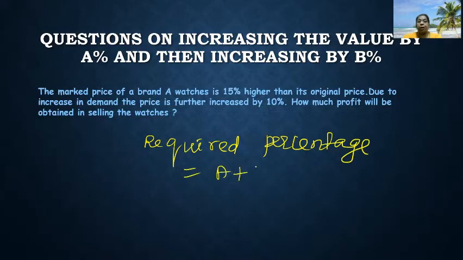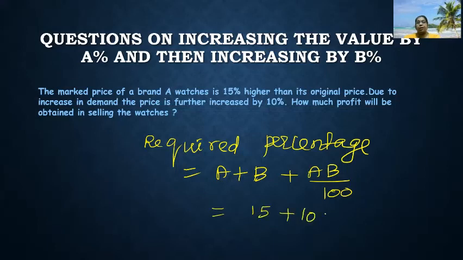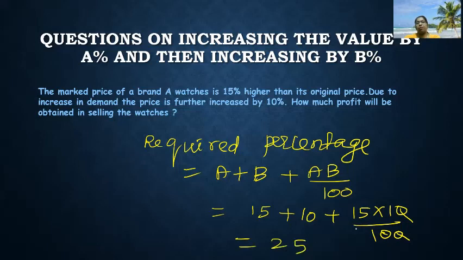A plus B plus AB by 100, since here both are increasing, the value by A% and the value by B%. So 15 plus 10 plus 15 into 10 by 100. So 10 and 10 get cancelled, 25. 15 by 10 is 1.5. So that is 26.5%.